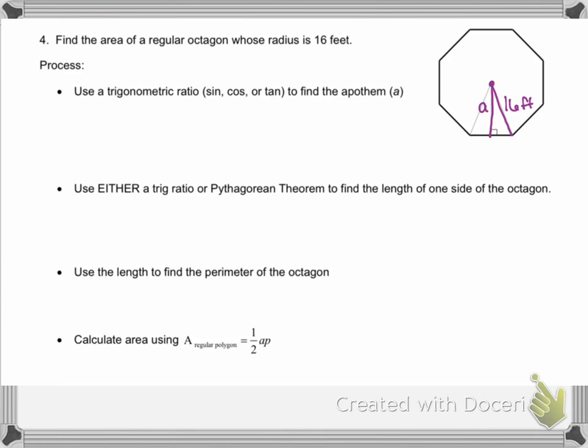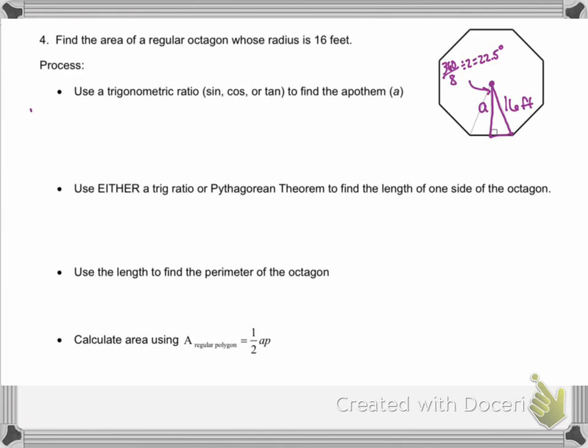So, as discussed in the previous part of this lesson, you need this top angle here, right where the apothem and radius meet. So to get that angle, you need 360 divided by the number of sides. In this case, it's an octagon, so divided by 8. And then we're going to go ahead and cut that in half. The top angle is going to be 22.5 degrees. That's what we're going to use here as a point of reference.